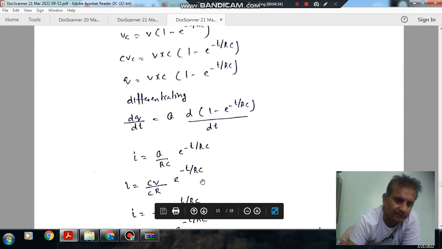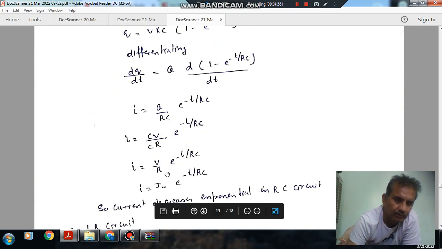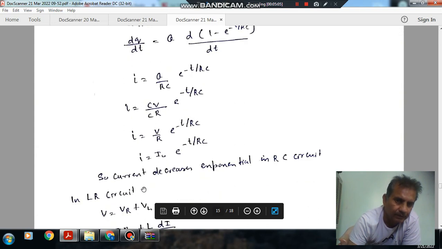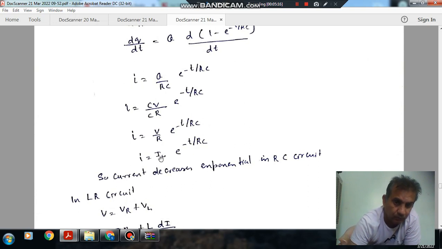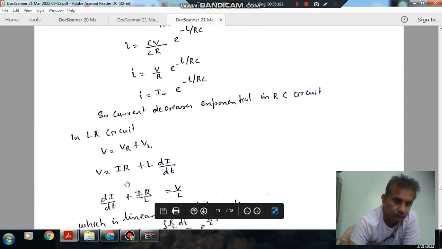So I is equal to CV divided by CR times e to the power minus t by RC, so I is equal to V by R. C will cancel out. So I is equal to I naught e to the power minus t by RC. So the current decreases exponentially in the RC circuit, as this is the maximum value and there is a minus sign here, so it will decrease exponentially.